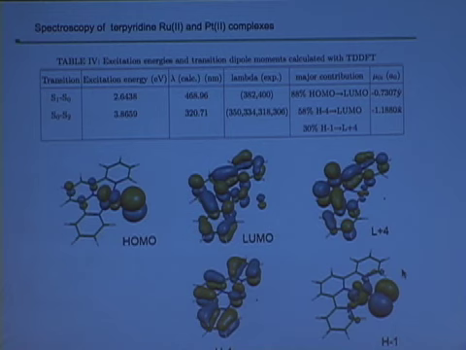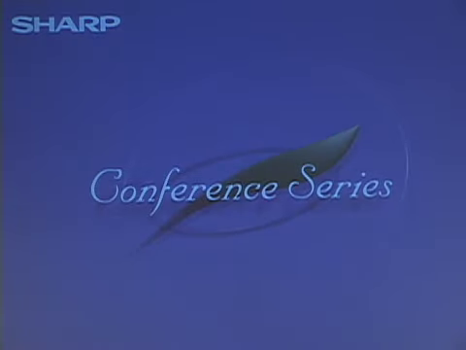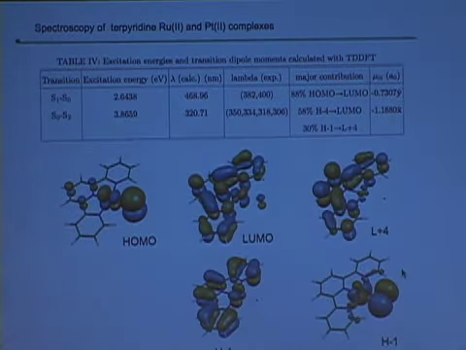The second transition corresponds to HOMO-4 to LUMO, and HOMO-1 to LUMO+4 transitions. The spectroscopist was able to assign this kind of peak without really doing calculation. And our calculation confirmed their assignment with slight corrections.